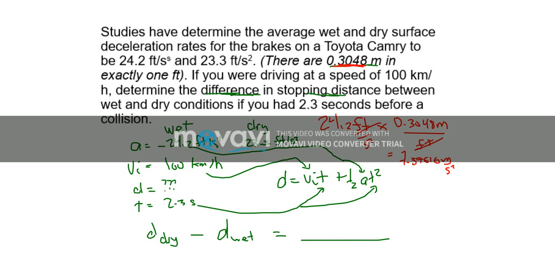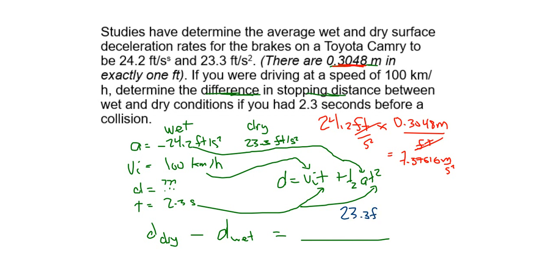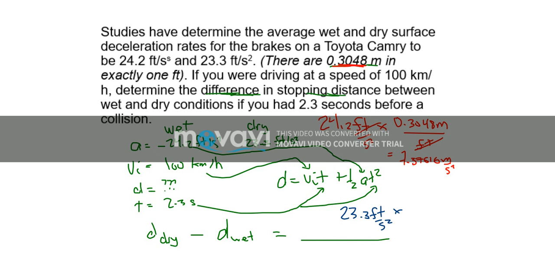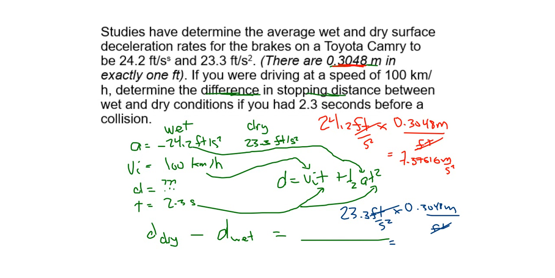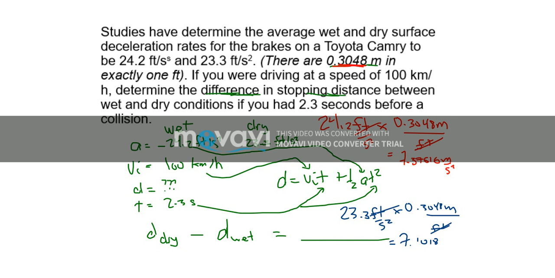And this is what you want to write in the margin of the column here, because I have to do this now. Same math here, 23 feet. Gives me a deceleration rate, because we're slowing down, right? Deceleration of 7.10184 meters per second squared.